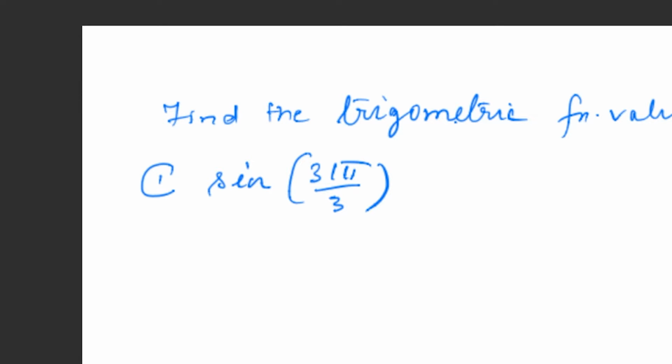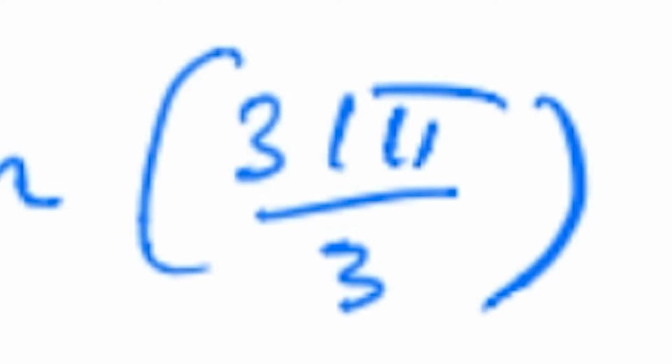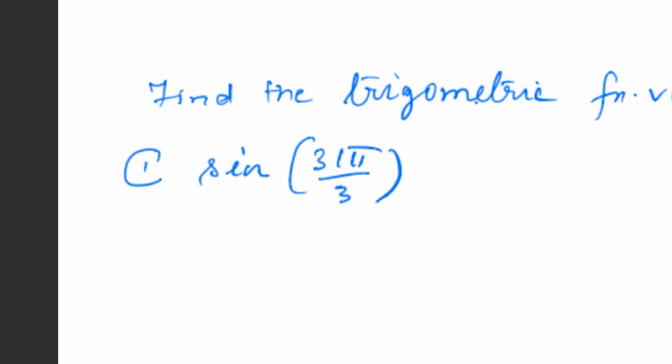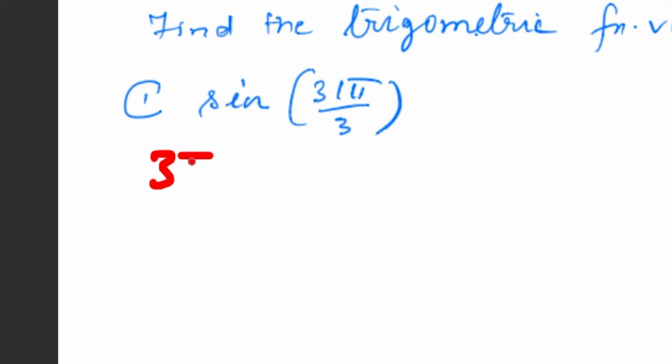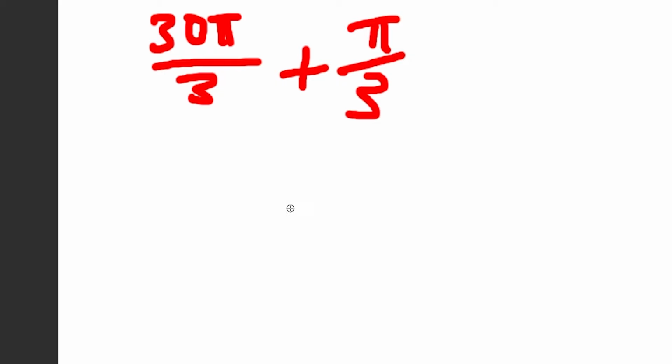Basically, like the other test that we did, we know that this is literally just 30 pi by 3 plus pi by 3. This can be simplified. We know that 30 pi by 3 can be simplified down to 10 pi. So this is just 10 pi plus pi by 3.